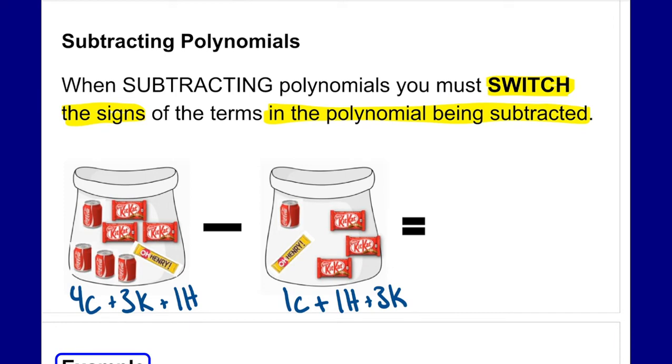In the end, we end up with 3 Cokes, and that's it. Because the O. Henrys are gone, and the Kit Kats are gone. So I end up with 3C. So let's look at the steps of what we're going through when we're subtracting polynomials, because there is one added difference.